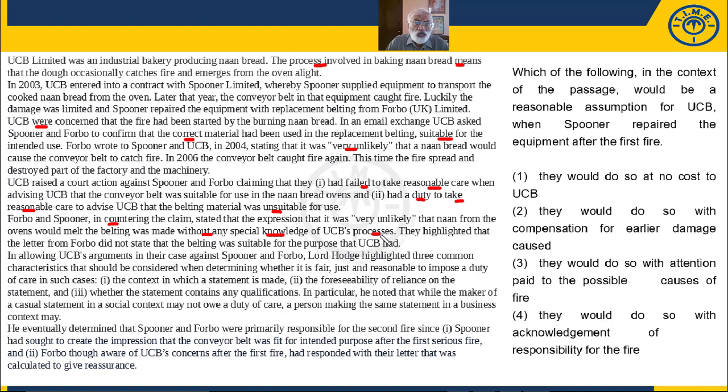Now, how do you say that? How do you say likely or very unlikely if you have no idea what the process is? But they are saying this. They are saying it's very unlikely doesn't mean that we knew what your process is. They highlighted that the letter from Forbo did not state that the belting was suitable for the use.